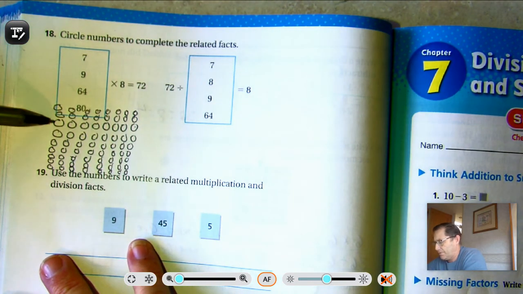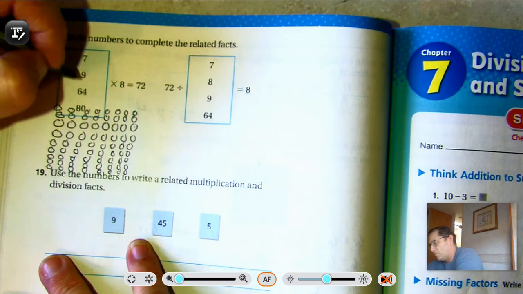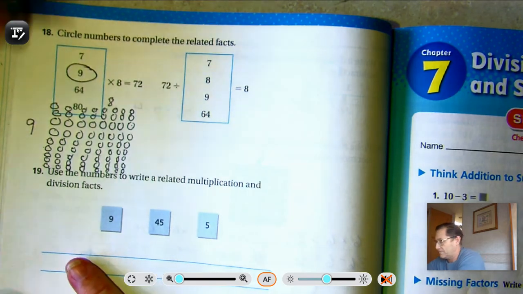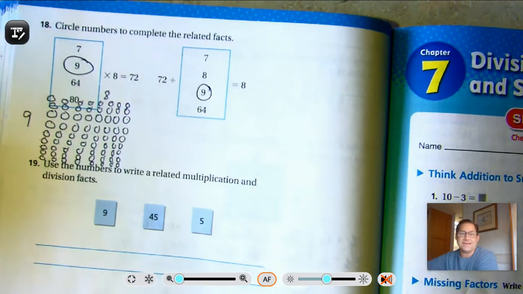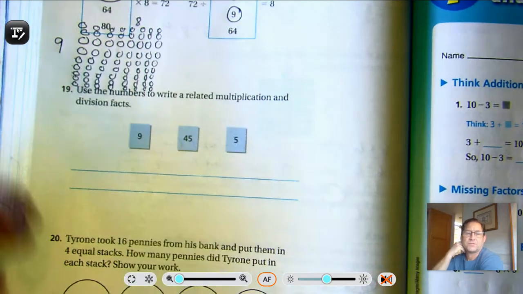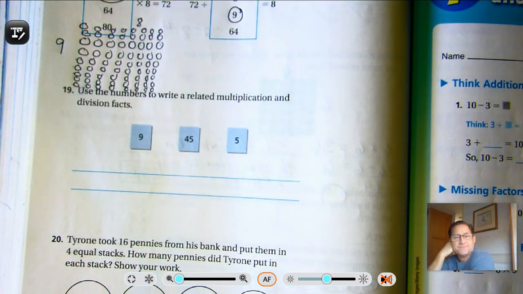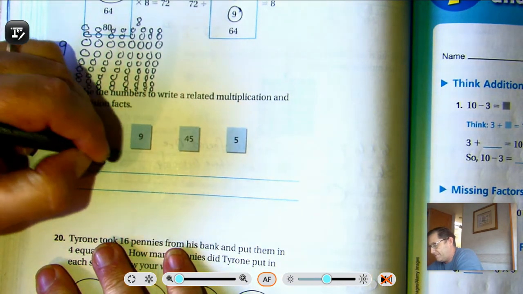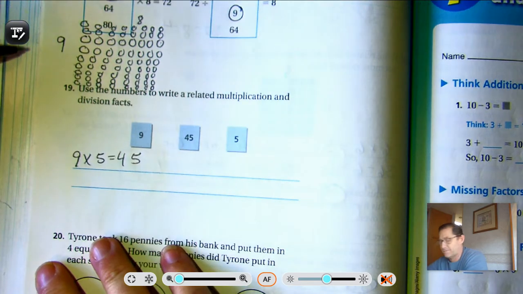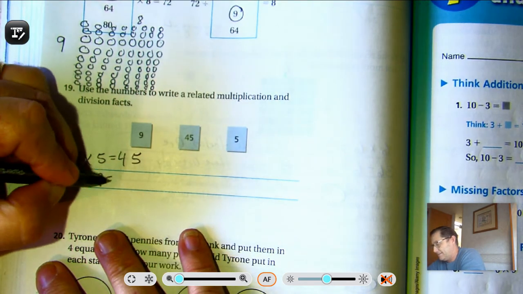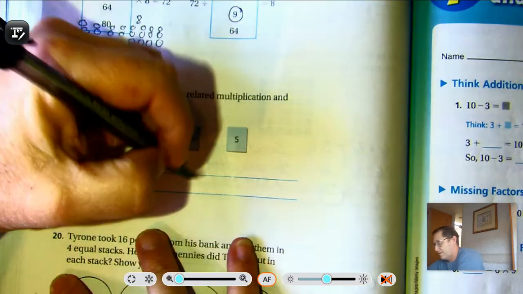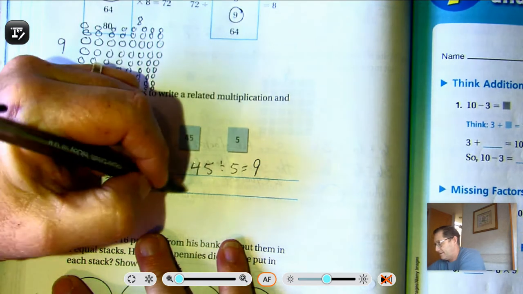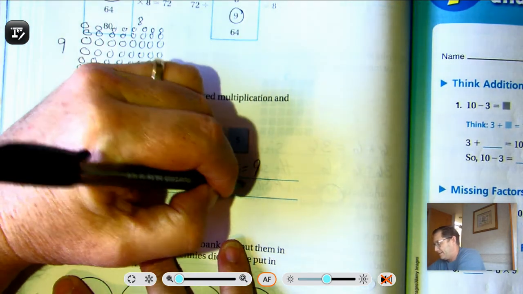We have 1, 2, 3, 4, 5, 6, 7, 8, 9 rows. So 9 rows of 8 is 72. So 72 divided by 9 is 8. Use the numbers to write a related multiplication and division fact. Okay, so 9 times 5 is 45. 5 times 9 is 45. 45 divided by 5 is 9, and 45 divided by 9 is 5.